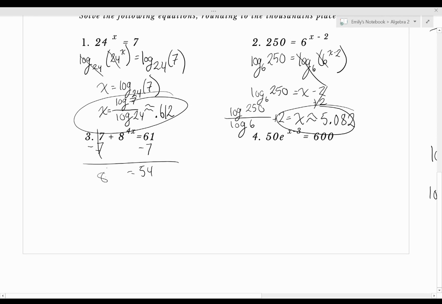equals 8 to the 4x. Well, now I don't have anything else in my way, so I can take that logarithm on this side and this side. So we'll say log base 8 of 8 to the 4x equals log base 8 of 54. And our log and our base are going to cancel. So this is going to become 4x equals, and again, I'm going to flip it to fraction form, so our big number is on the top and our little is on the bottom. So log of 54 over log of 8.